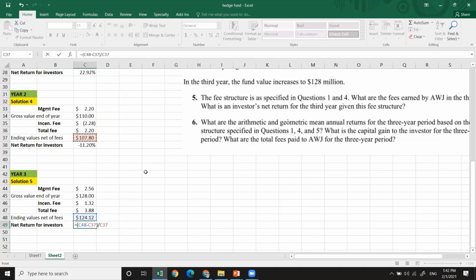Professor, I have a question. Could you show once more the incentive fee formula? Yeah, for sure. I'll share it with you. Let me make it bigger.